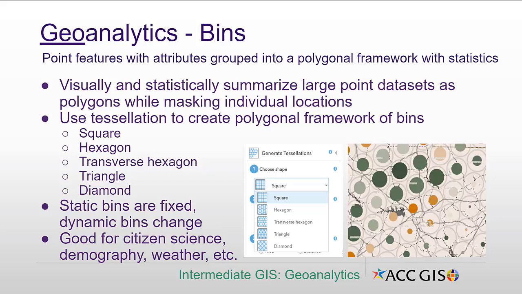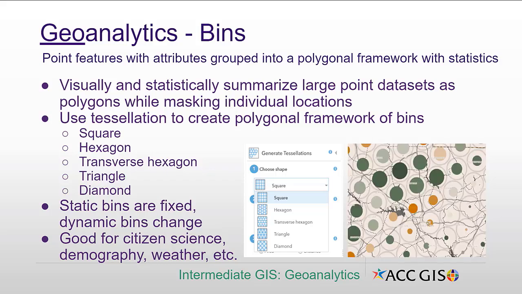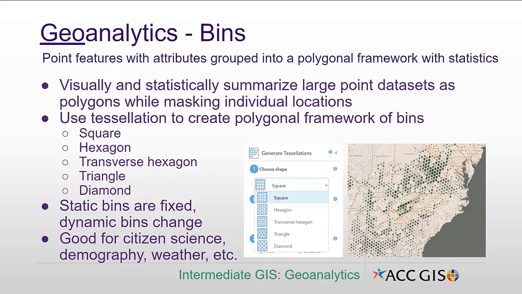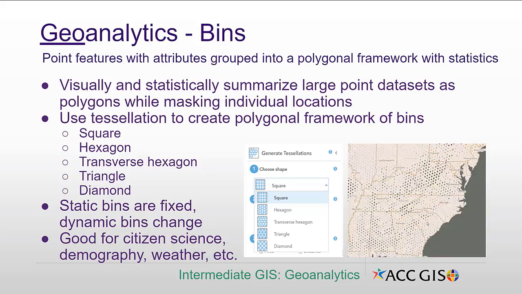The image that you see on the right side of your screen represents static bins. So when I'm zoomed out on South Carolina, the number of circular bins that I have are the same as when I zoom all the way in on South Carolina.